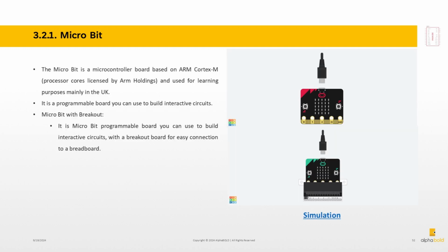The Micro:bit is a microcontroller board based on ARM Cortex-M processor cores licensed by ARM Holdings, and used for learning purposes mainly in the UK. It is a programmable board you can use to build interactive circuits. Micro:bit with breakout is a Micro:bit programmable board with a breakout board for easy connection to a breadboard.